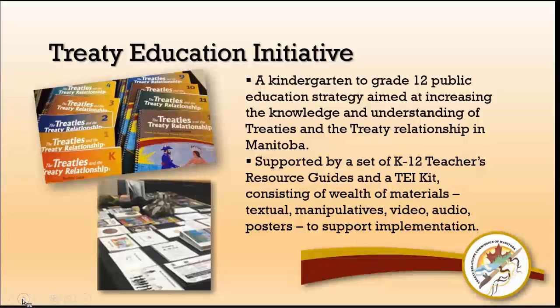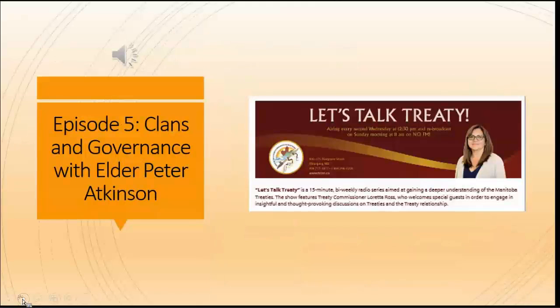So what you and I are going to do today is use a Let's Talk Treaty episode as an entry point to exploring some of our resources that fit thematically with that episode. So what are we going to look at today? We're going to hear a really super interesting talk facilitated by Commissioner Loretta Ross and Elder Peter Atkinson. This is episode 5 in our Let's Talk Treaty series on NCI, and it focuses on clans and governance. Clans and governance. So let's listen and learn for the next few minutes.